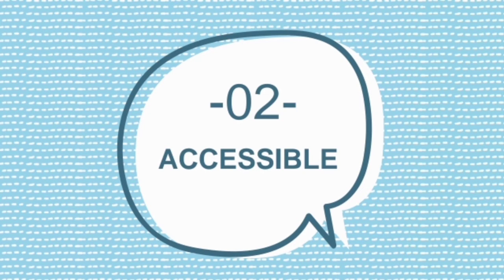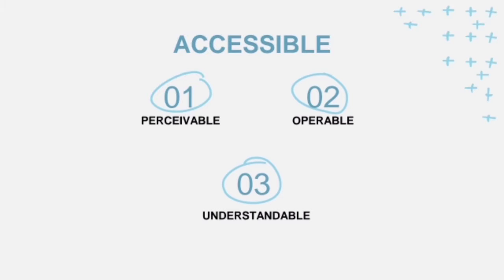Then the second benefit is accessible. Accessible means that the online learning model is possible for all students, regardless of physical or developmental impairment, to use all material and tools. Accessible has three principles. First is perceivable. It means that the information and user interface components must be presentable to users in ways they can perceive.